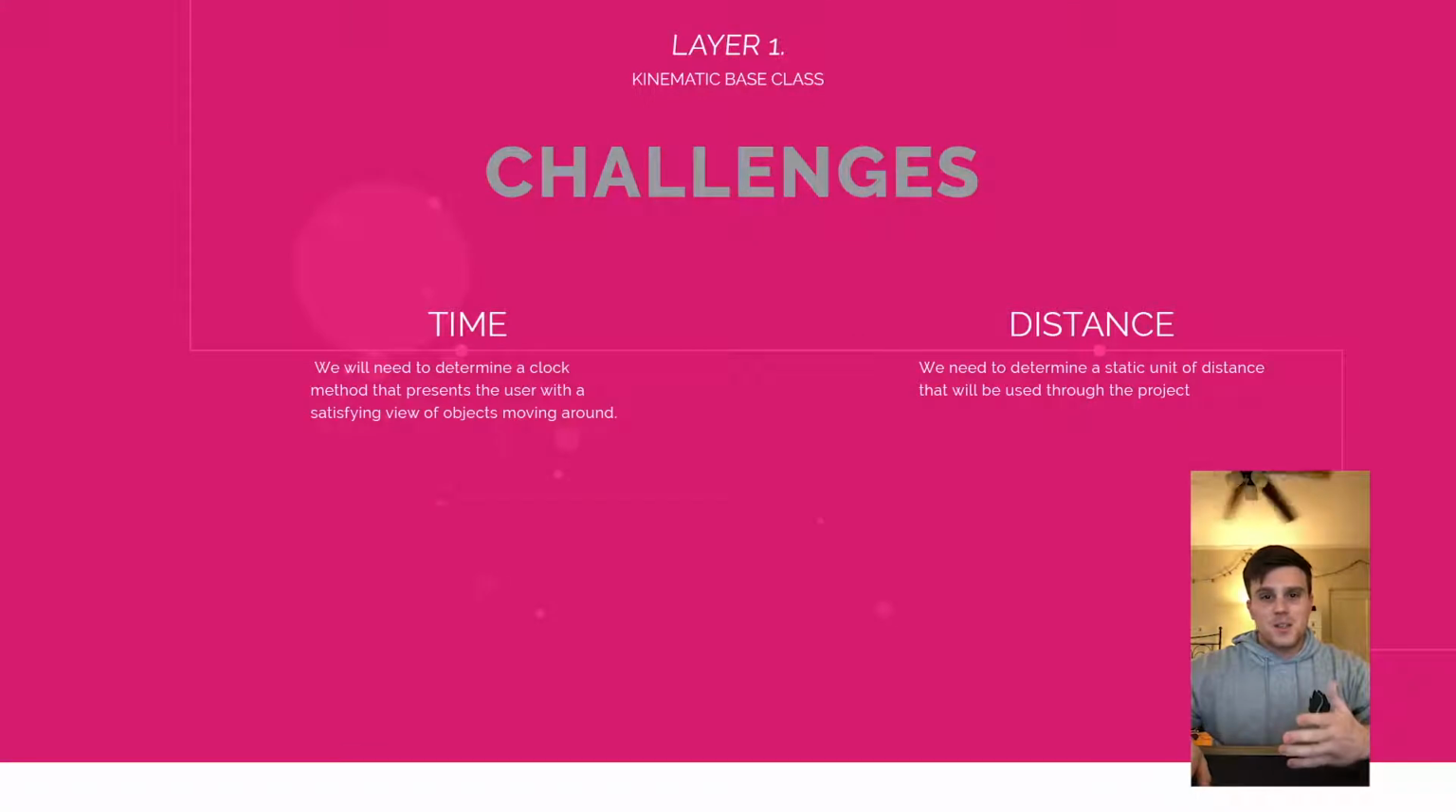Some potential challenges that we're foreseeing so far in this project is defining what time and distance are on a computer screen and how that scales versus something like a real world meter and something that you would want to deal with on the screen. We need to determine a clock method that presents the user with a satisfying view of objects moving around. So not just the kind of bouncing that we had done previously where you can just set it to infinity and it goes completely flying off the screen. We want our objects to move in a real world scale in meters per second to be more useful and something that you can take advantage of. So we're going to need to determine how to represent a constant unit of distance using pixels. This unit will need to be static and predetermined to work with all of the following functions.